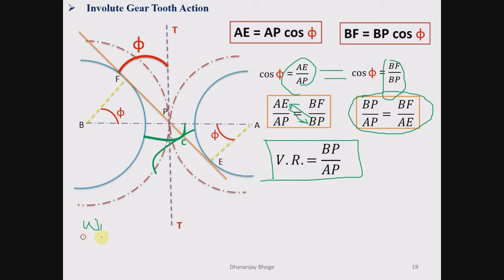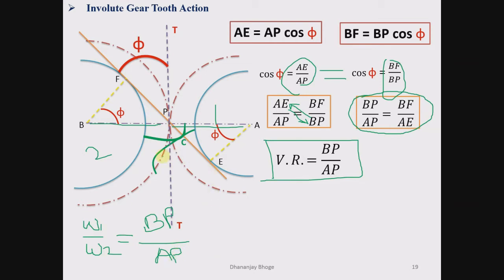in the inverse ratio of velocity of gears. So if I consider this as gear 1 and this as gear 2 and write the velocity equation, omega 1 upon omega 2 must be equal to distance BP upon distance AP. This is the property of pitch point in case of involute gears.